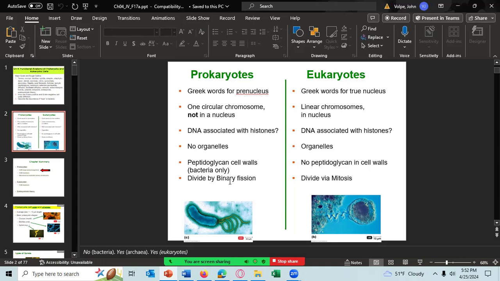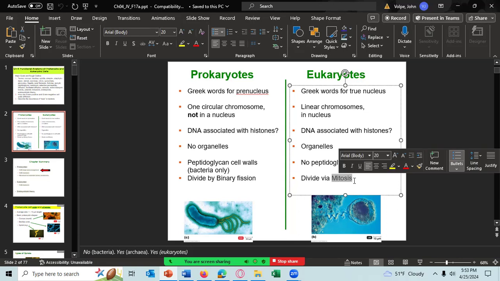The prokaryotes divide mainly by binary fission, where the cell simply splits into two. Eukaryotes' cells divide by mitosis, which is a topic you should have had in Biology 160.